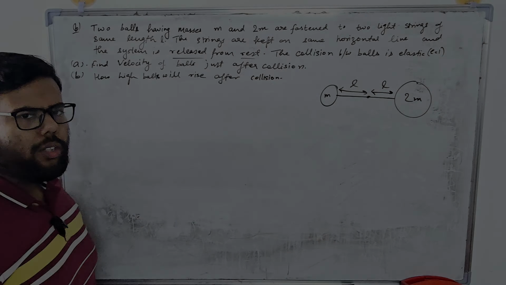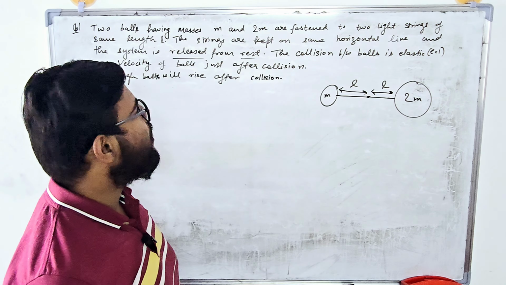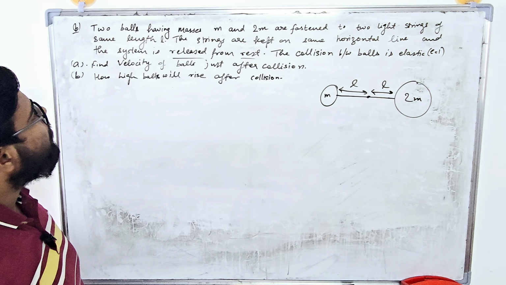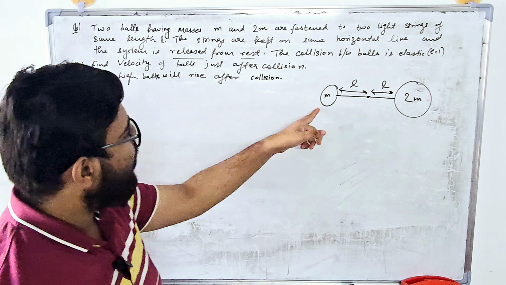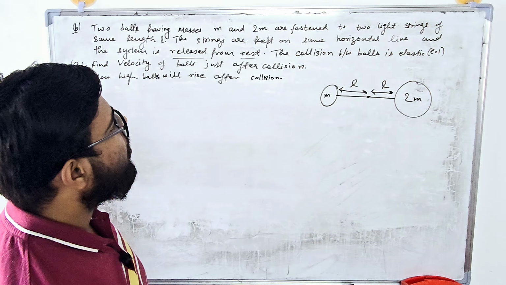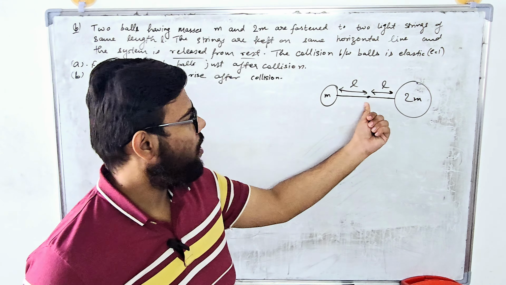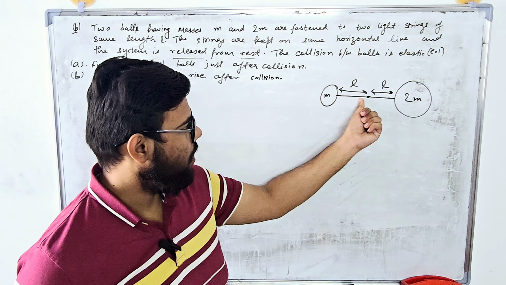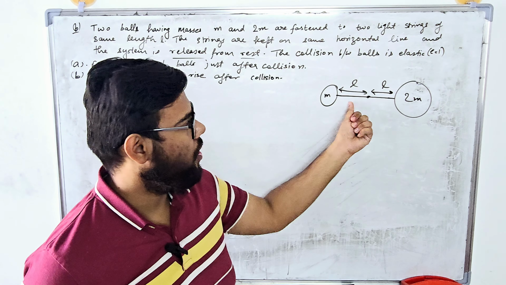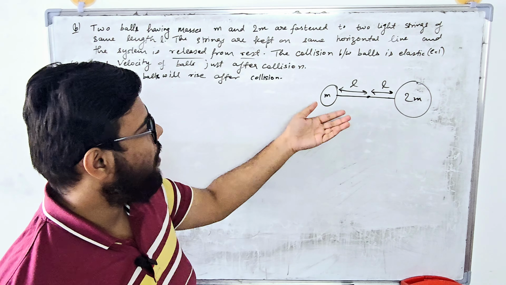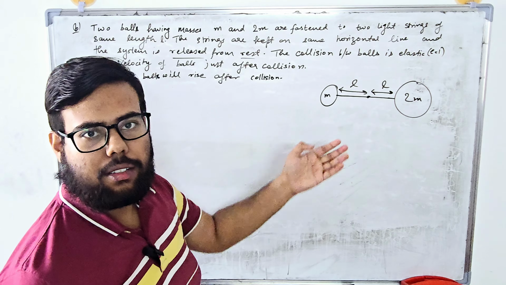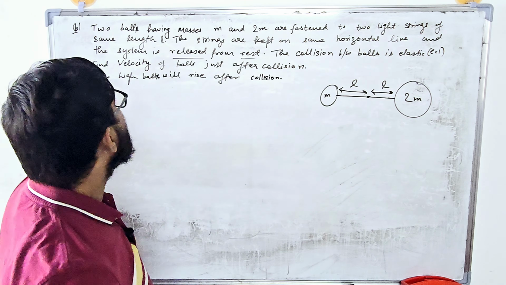Now let's start. First of all, let's understand the question. The question states two balls having masses m and 2m are fastened to two light strings of the same length L. Basically, this is the hinge, and this is the length L, and this is the length L. So these are the two strings, right? And we have held the balls like this using our hand. Okay, so this is the case.